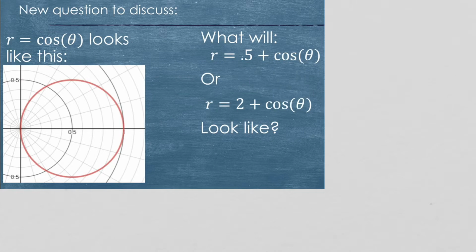All right, what if now I add a shift to this circle, 0.5 plus cosine theta, or if I put a 2 in front of there? What do you think it would look like? I want you to just take a second and think about it, then come back and we'll discuss.